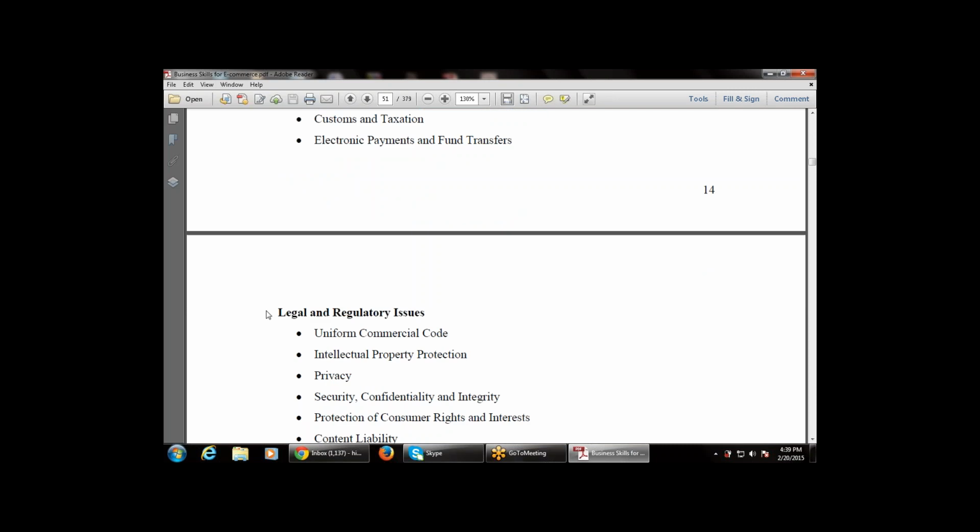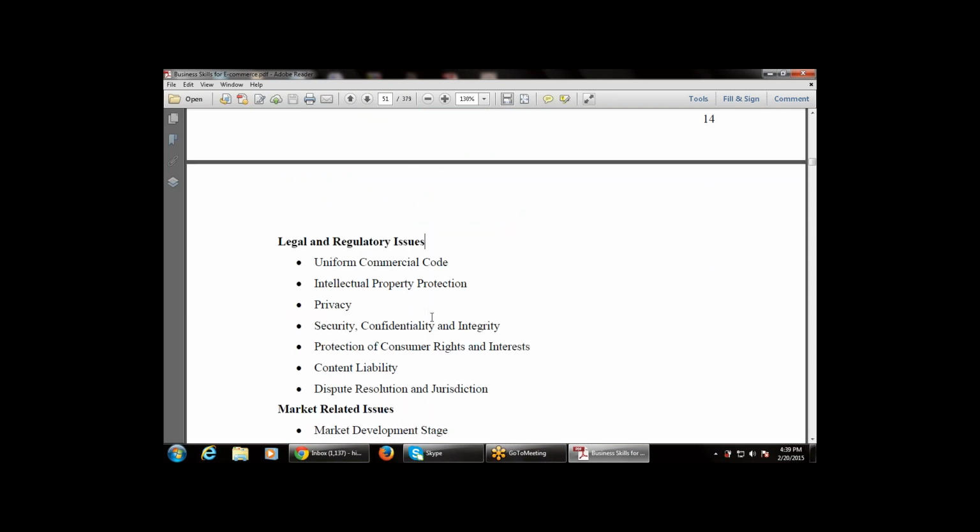Then the next one is legal and regulatory issues. The legal issues and regulatory issues are also available in e-commerce, not provided, because these are not a good thing, but these are the obstacles to e-commerce. Now let's see what are the legal issues and what are the regulatory issues.